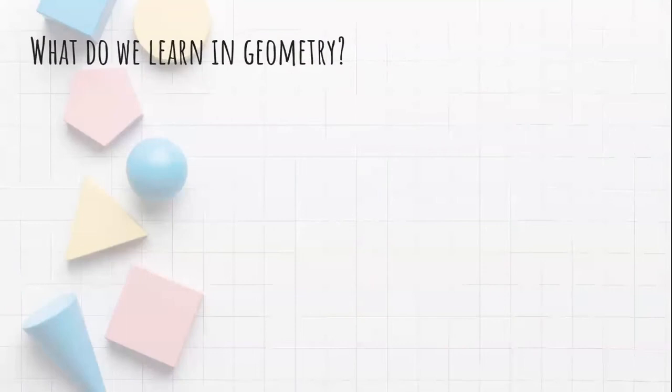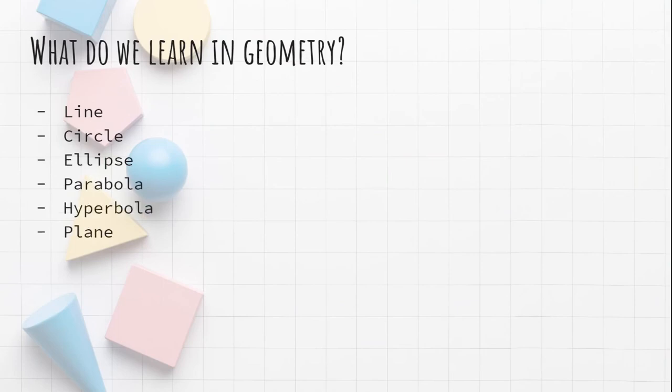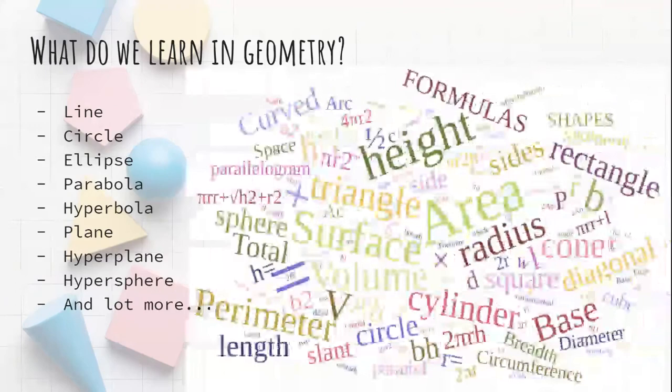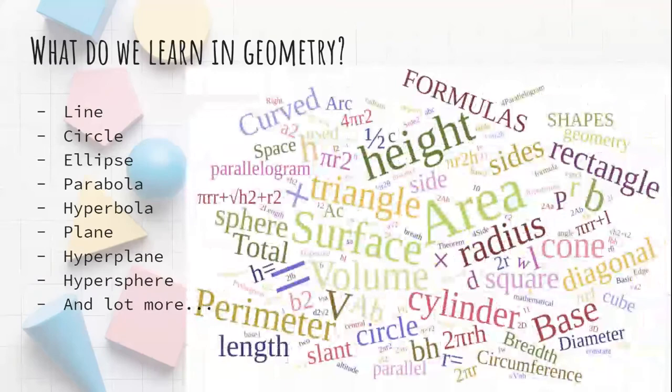What are the topics that we learn in geometry in school? First, very simple: y equal to mx plus c. Yes, you guessed it correct, a line. Then a circle, which is x square plus y square equal to r square. Then we also learn about ellipse, parabola, hyperbola, plane, hyperplane, hypersphere, and a lot more. Our question is, why are we learning all these equations, algebra, and numericals? These things we need to remember forever. Whatever we learn about geometry in school days, most of it is revised in college also, but yes, in some advanced applications.